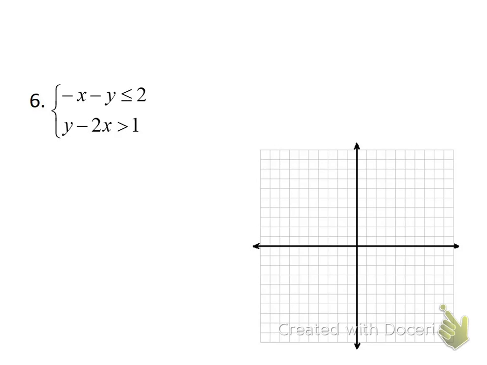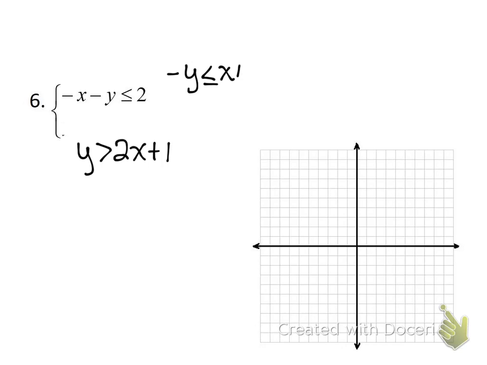All right, we've got one more example. We are at least going to get it started. We should be able to get it done. On the bottom one, to put it in the correct form, what do I need to do? That one's the quicker one. Add 2x. So we get 2x plus 1. The other one's a little bit more involved. What's the first thing I'd have to do? Add the x over. So that would be negative y is less than or equal to x plus 2.